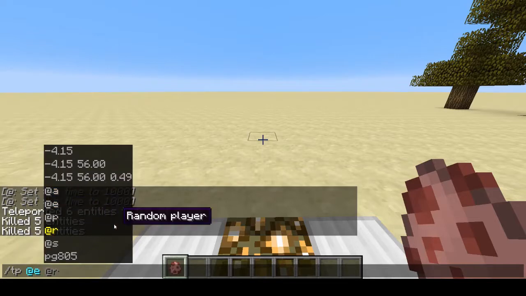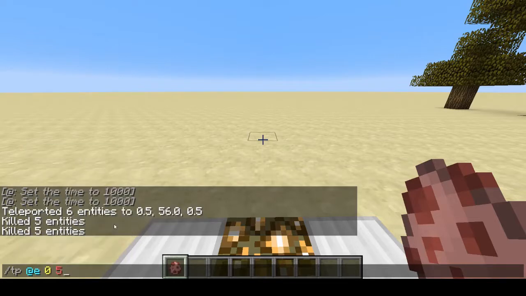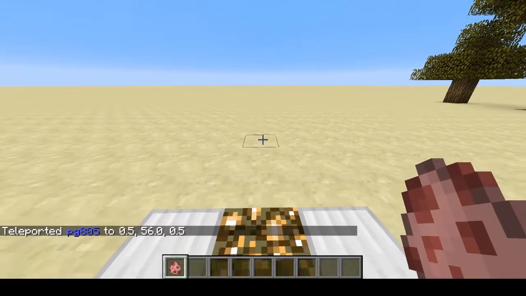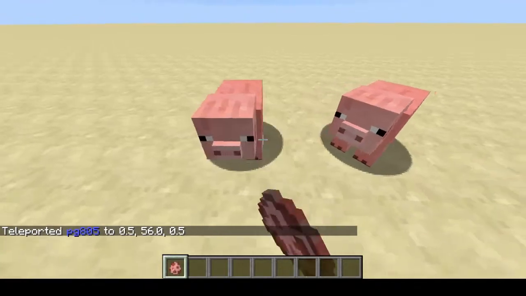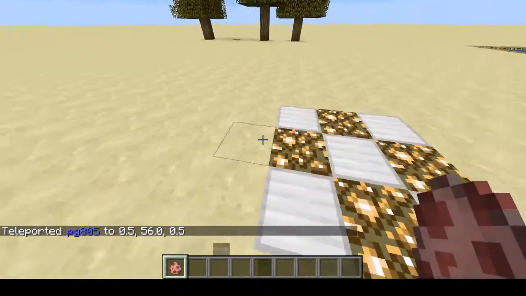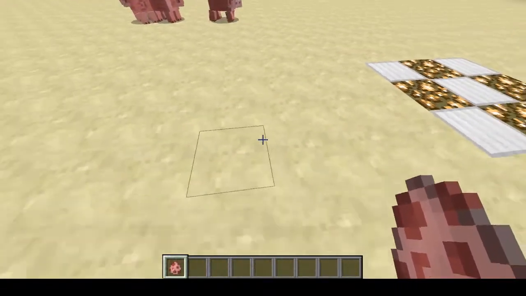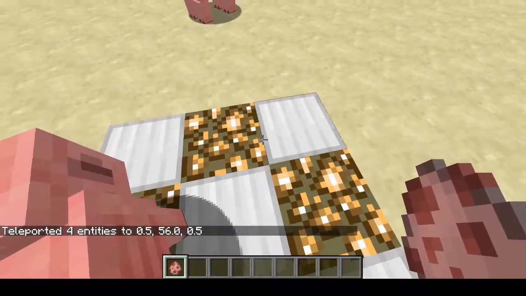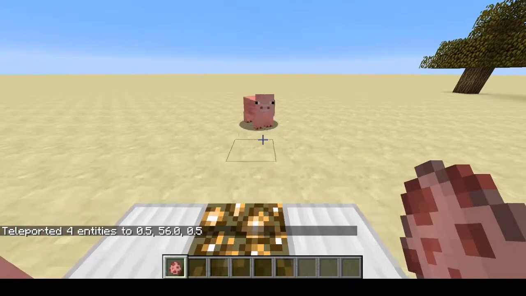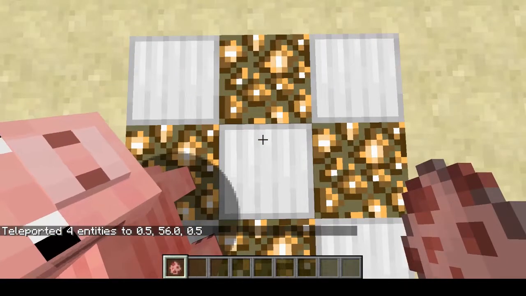We'll do @e for now, and 5 6 0. And you see, I'm the only entity here, so it teleports me there. And let me spawn a few pigs as well, just to see that it's teleporting every single entity. And I'll put myself off of 0, 0. There we go. So it teleports all 4 of us, 4 current entities, right here to 0, 0.